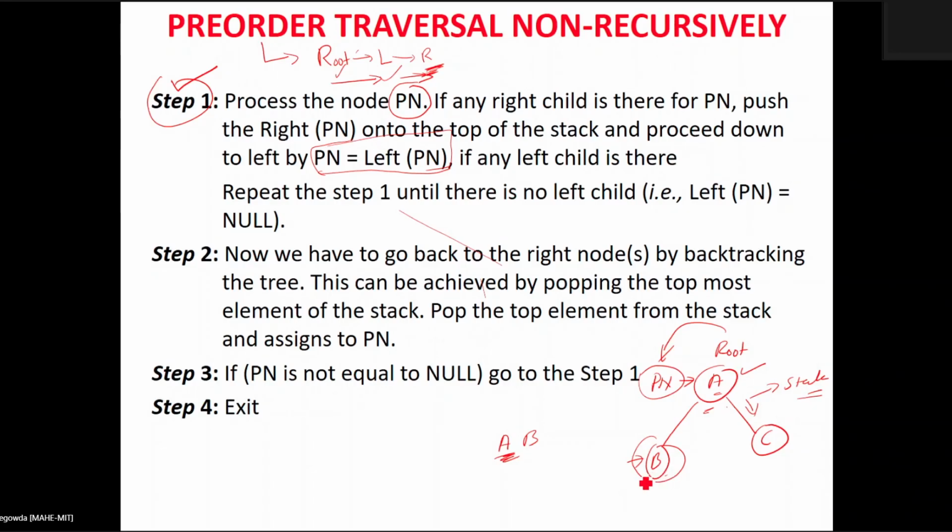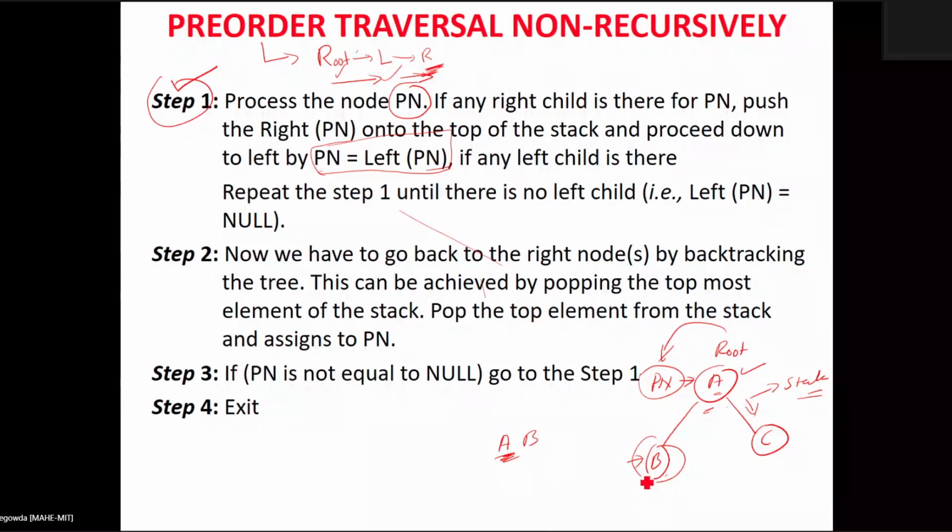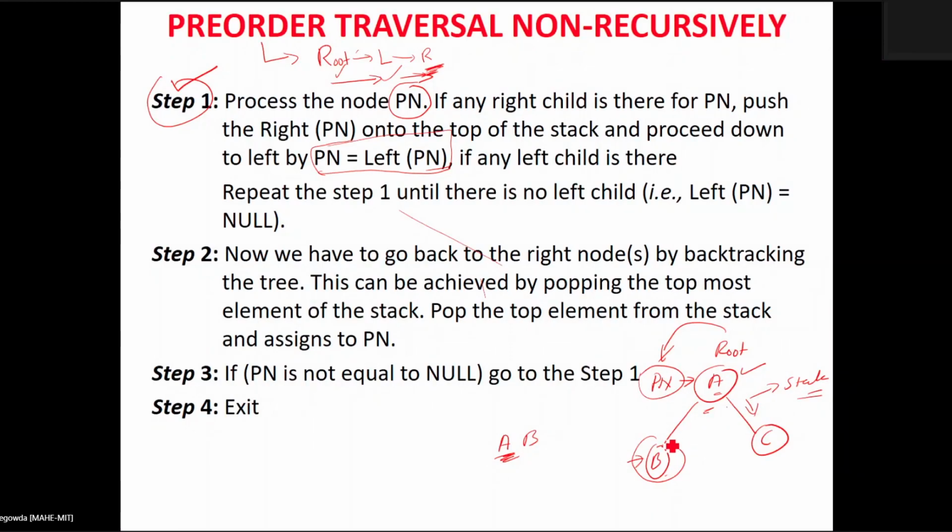B doesn't have a left child, so I have to backtrack through the stack values, in the sense that I have to pop the top value. The address which was pushed onto the stack has to be retrieved now. What is there on the stack? Now the stack has the address of C. We are going to do that in step 2.